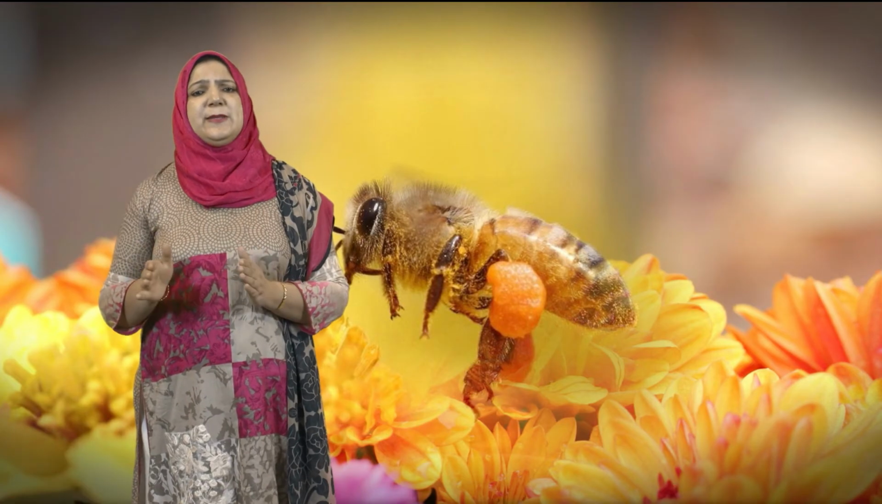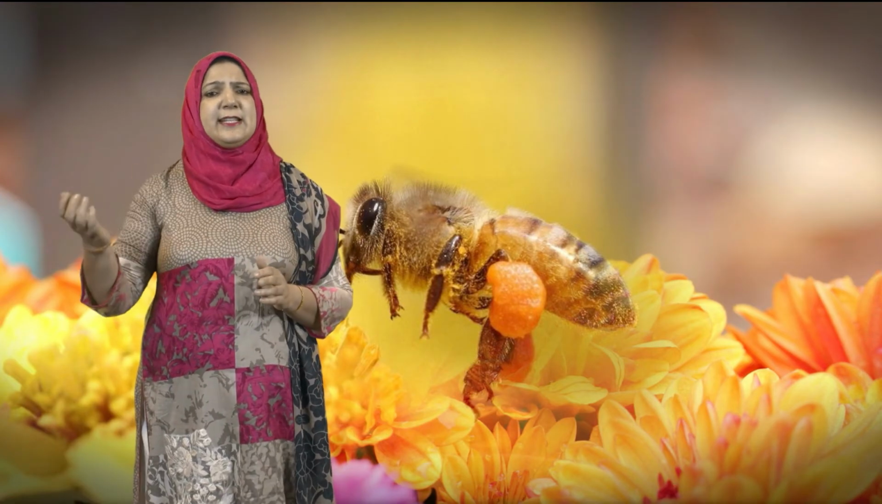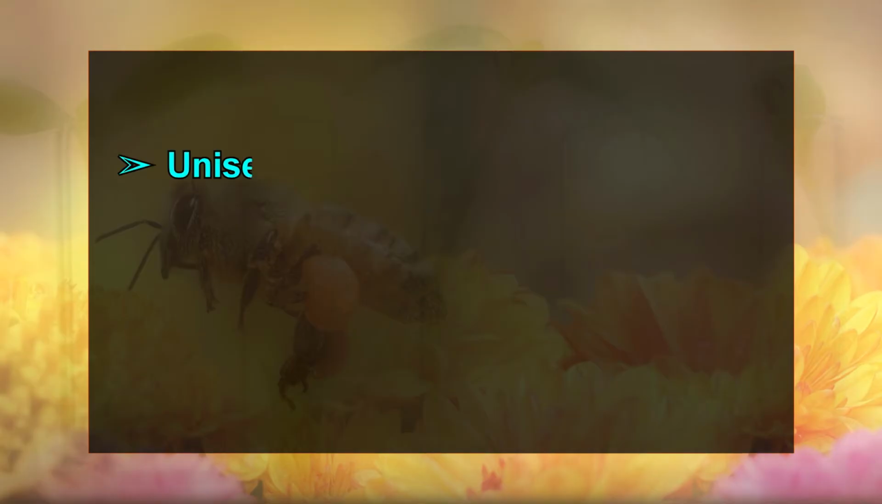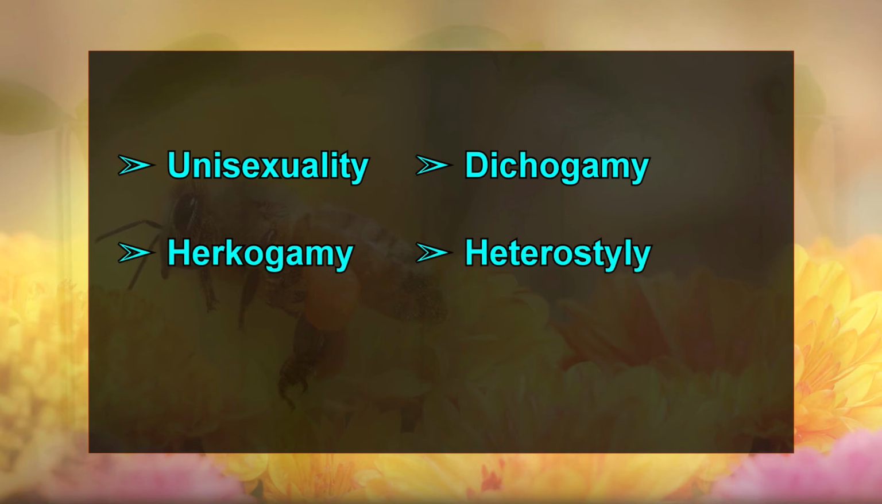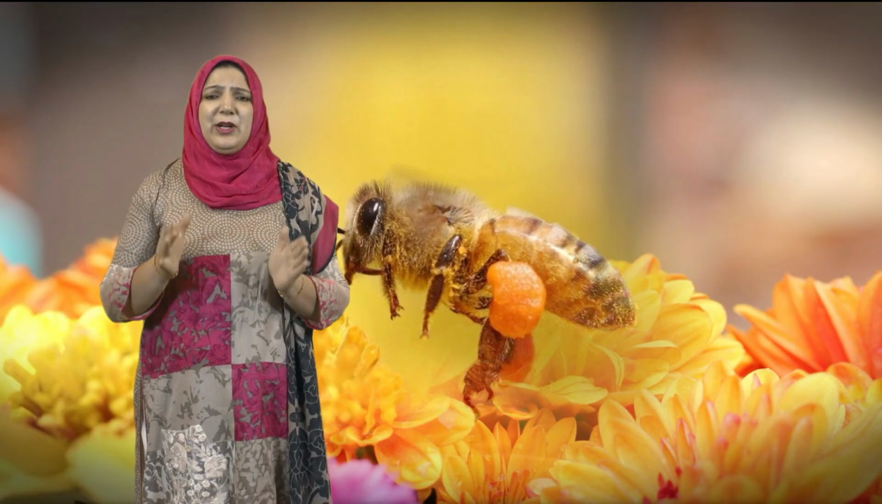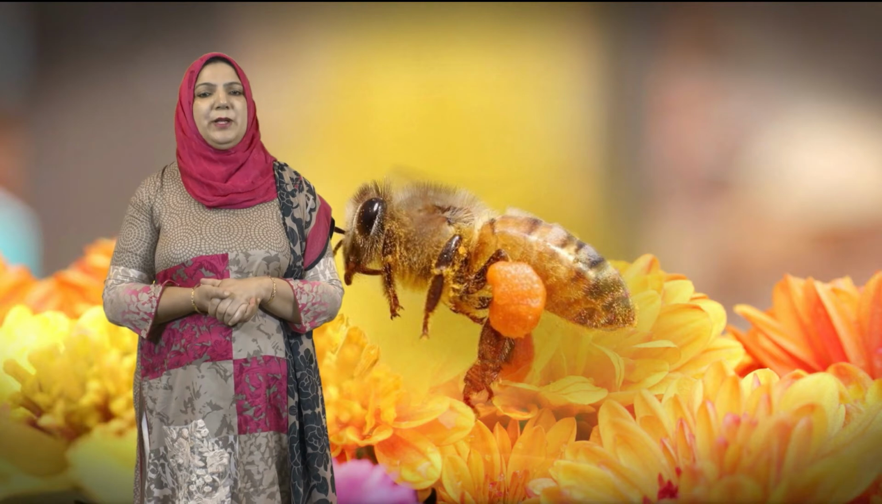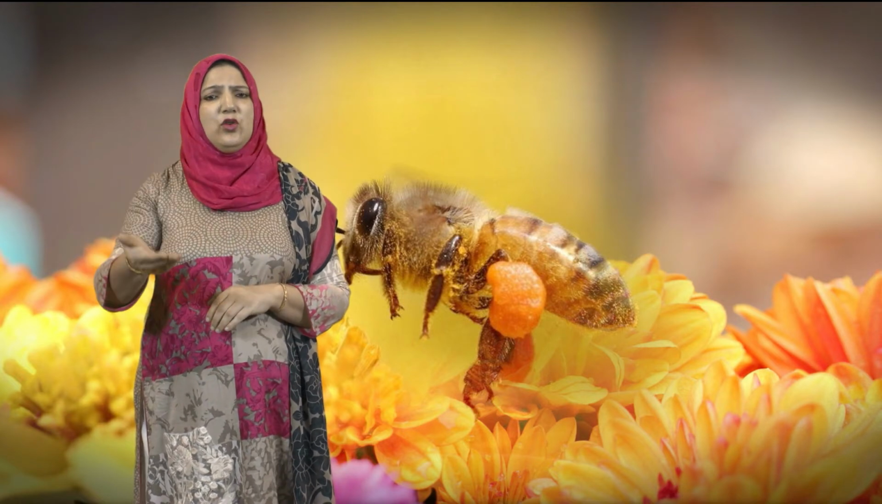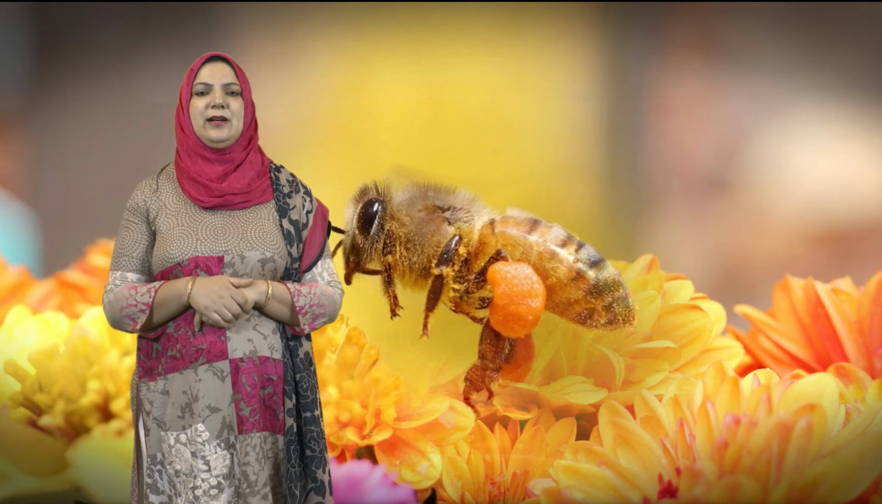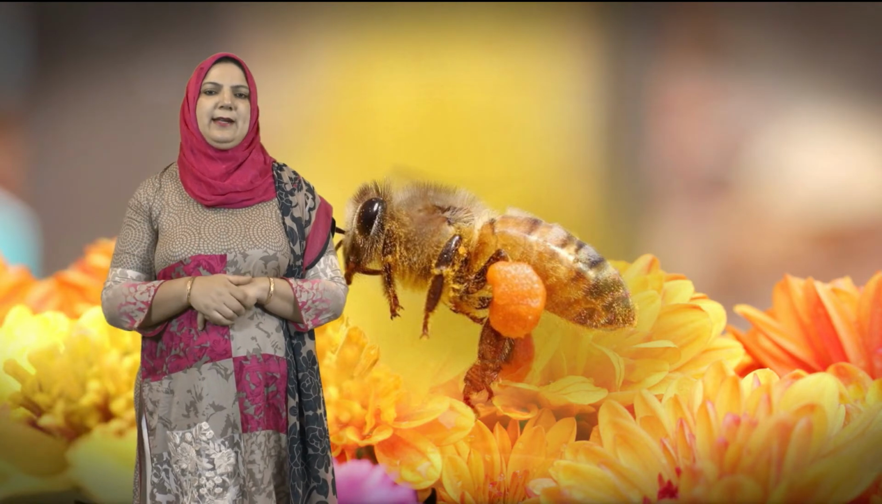The angiosperms have evolved various floral features which promote cross-pollination. These include unisexuality, dichogamy, hercogamy, heterostyly, self-sterility, pollen prepotency, etc. So, let us briefly talk about these outbreeding devices which enforce cross-pollination in otherwise bisexual flowers or hermaphrodite plants.